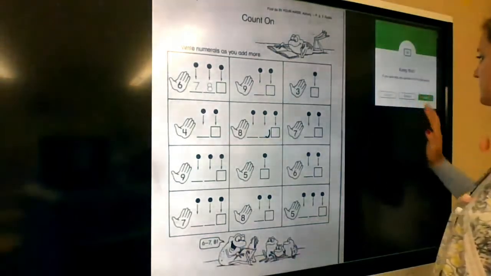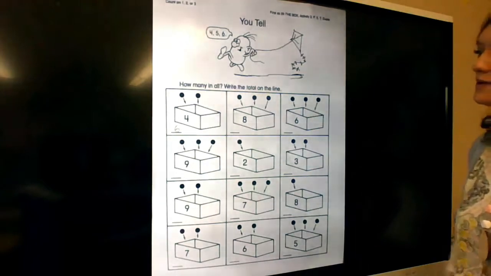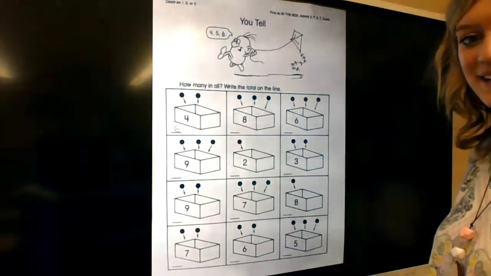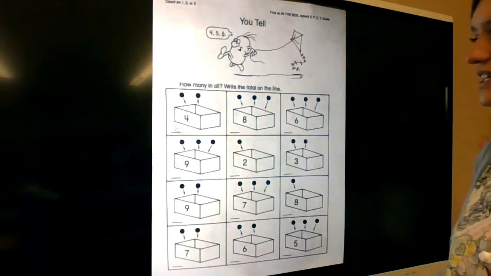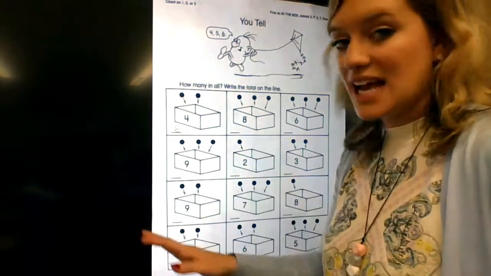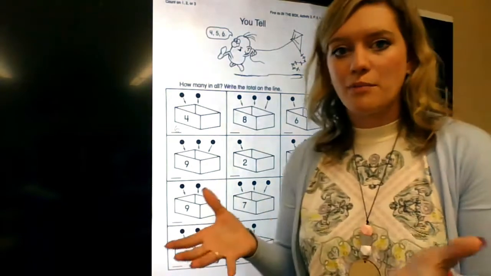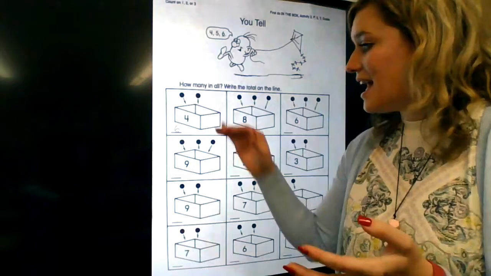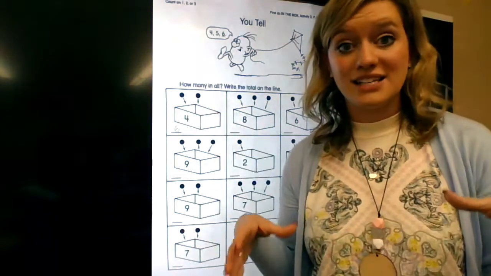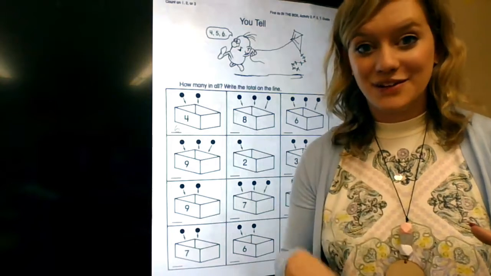Alrighty. Backside looks like this. That says you tell. Okay, now this one is really similar, but instead of the number being right next to it, imagine you have a box full of things, and the number on the outside of the box tells you how many things you already have in the box, and you're adding more into it, okay?